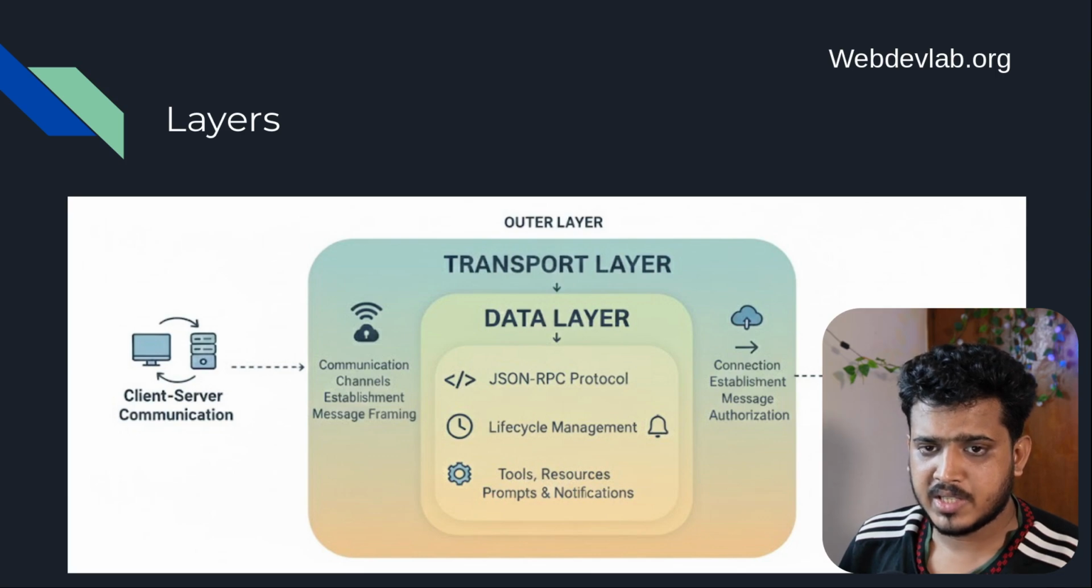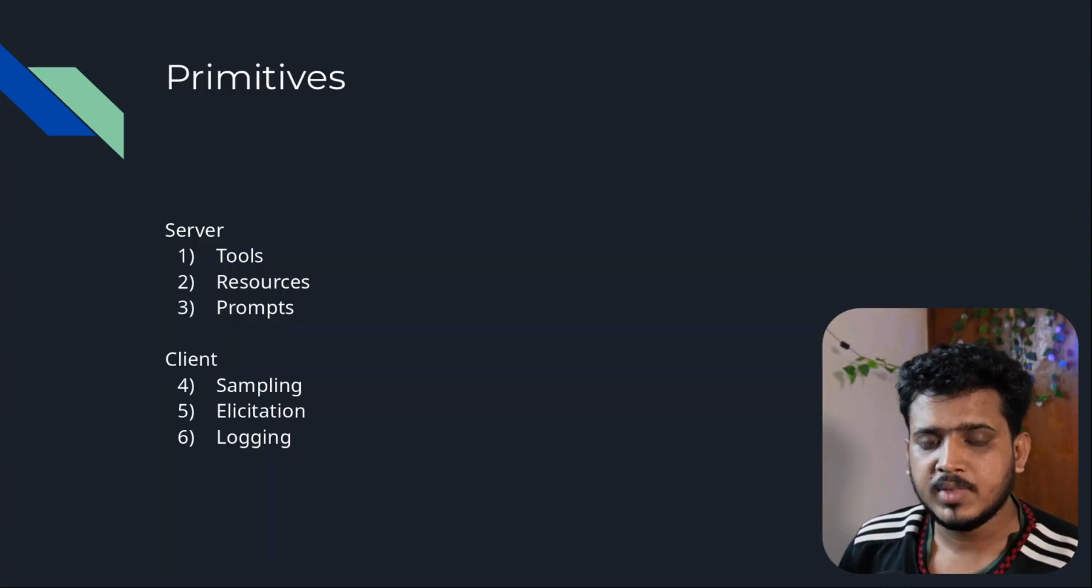Stdio uses standard input-output streams for direct process communication between local processes on the same machine, providing optimal performance with no network overhead. On the other hand, streamable HTTP uses HTTP POST for client-to-server messages with optional server-sent events for streaming capabilities. Primitives are the most important concept within MCP.